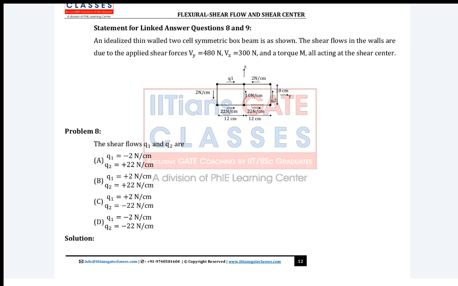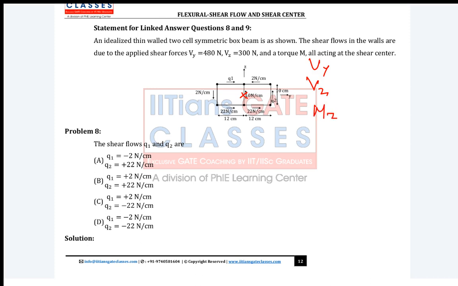An idealized thin-walled two-cell symmetric box beam as shown. The shear flows in the walls are due to applied shear forces Vy and Vz and torque M. So what does it mean? All are acting on the shear center. In the first place, what will be the shear center? It's a symmetric section, so this will be the shear center. Do you all agree? Whatever shear flows are developed, they are due to Vy, Vz and Mz.